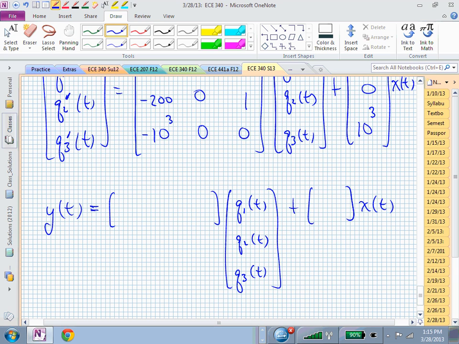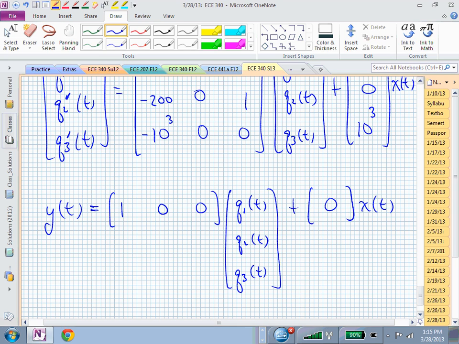But in my block diagram, I assigned the output to just be the first state, and there was no input directly feeding in to help create the output y, and this is now my output equation. Questions on that? And you could have just left off this last piece, this 0x, unless I ask you for D, then you'll want to give me what D is.